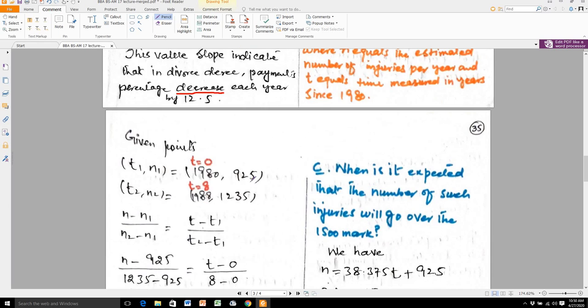So we see here the given points are t1, n1. Here t1 is equal to 0, the initial year, and the corresponding value is 925. These are the injuries in this year. Then t2 is equal to 1988, which becomes 8 years, the lapse between these two years. In this the number of injuries is 1235.